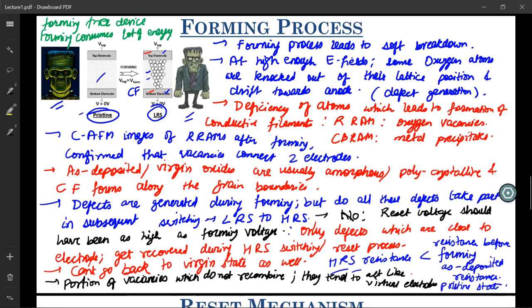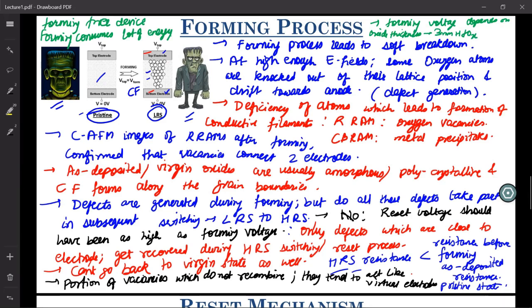So what does this forming process depend on? Forming voltage also depends on oxide thickness. So apart from depending on the material and the electrode combination, it also depends on oxide thickness. 3 nanometer HfOx based devices have been shown to be forming free. So you reduce the thickness of the device, you concentrate the electric field, and then you can also achieve forming-free devices.